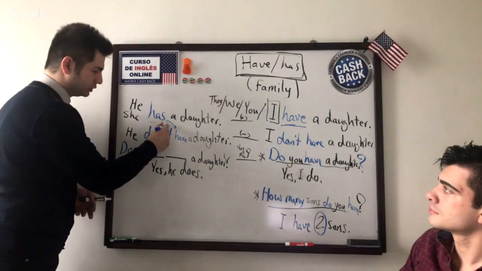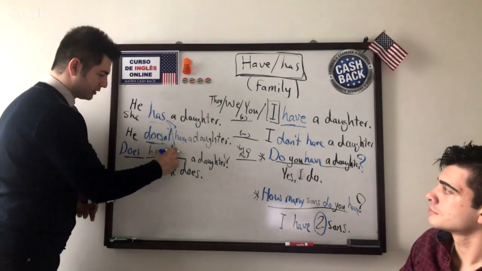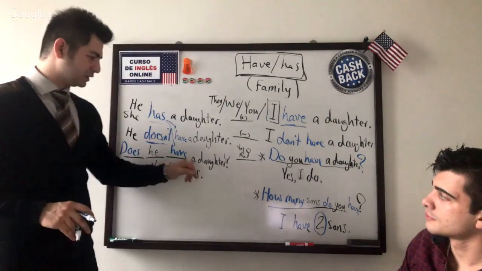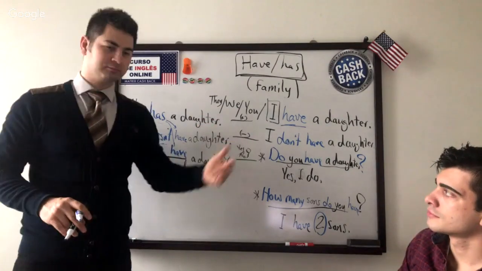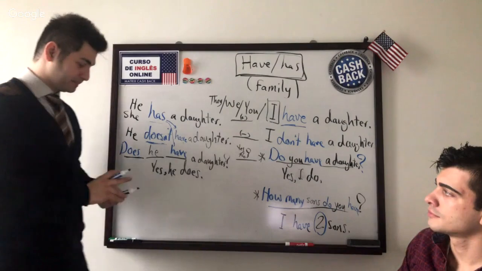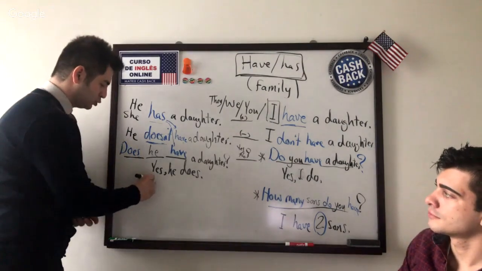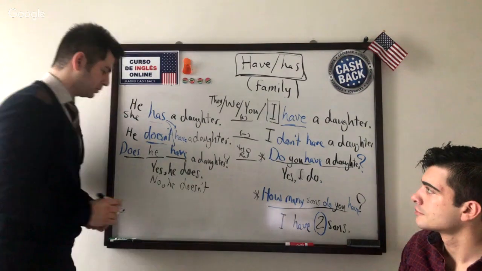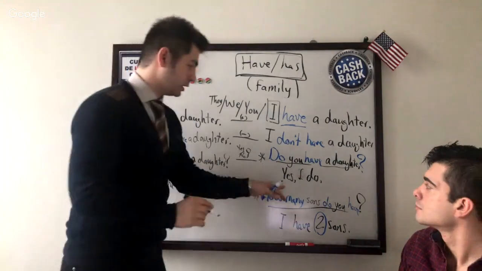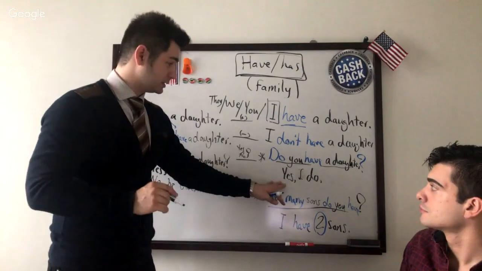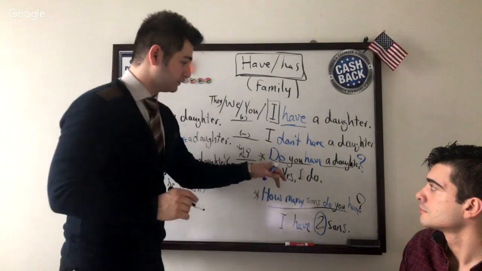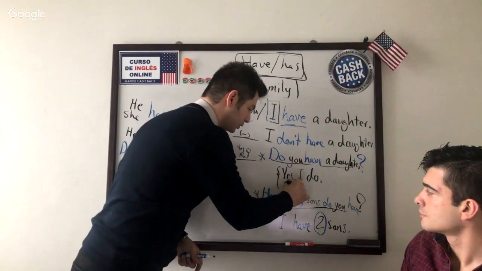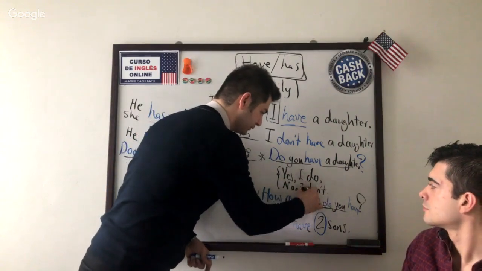Again, we need to change has to have because we have the auxiliary verb. Does he have a daughter? Yes, he does. Or no, he doesn't. Two possible answers. I'll give you the same possible answer here. So if the question is, do you have a daughter? No, I don't, would be the negative answer.